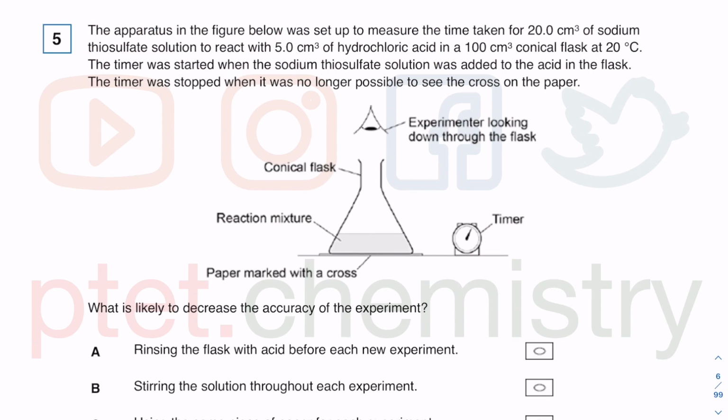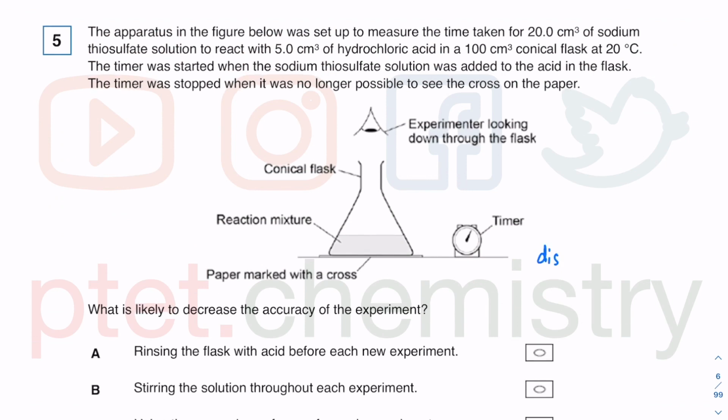Question number 5, so we have this thing which is called a disappearing cross experiment. This cross at the bottom of the flask disappears because of the formation of a solid precipitate. This is precipitation of sulfur.